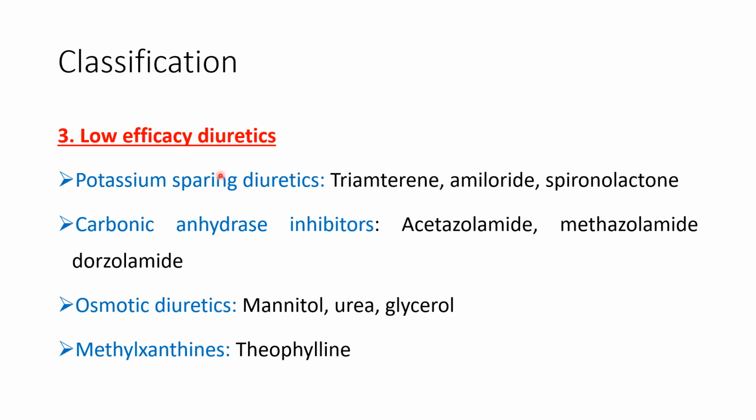These low efficacy diuretics are further classified into potassium sparing diuretics, carbonic anhydrase inhibitors, osmotic diuretics, and methylxanthines. So now we'll see each drug one by one in detail.